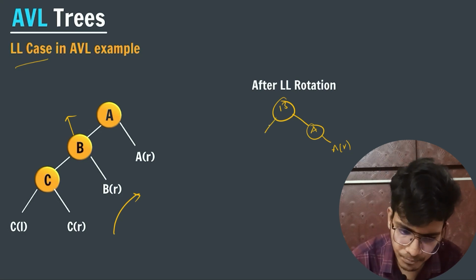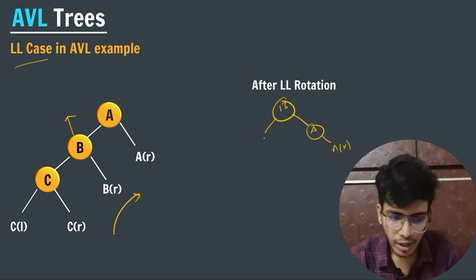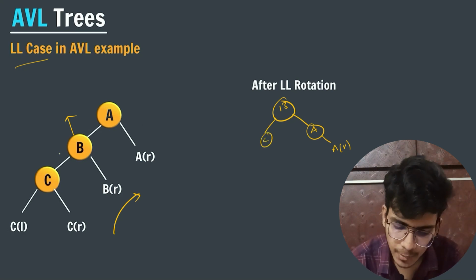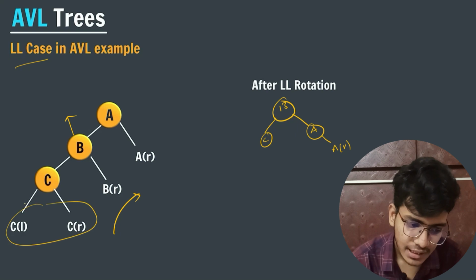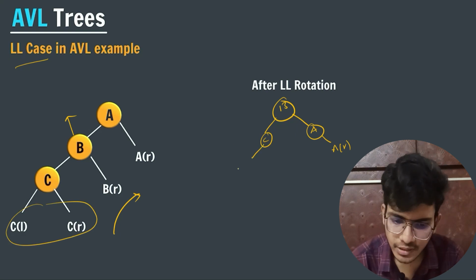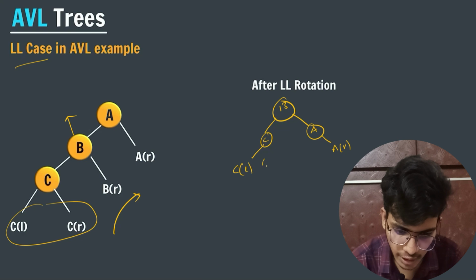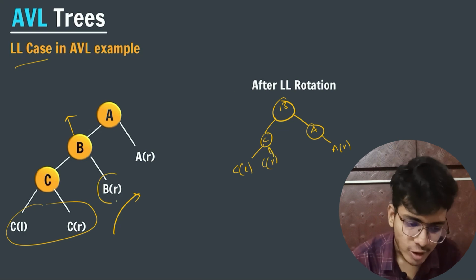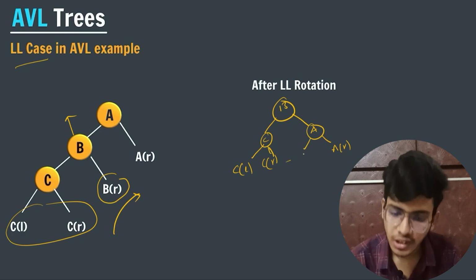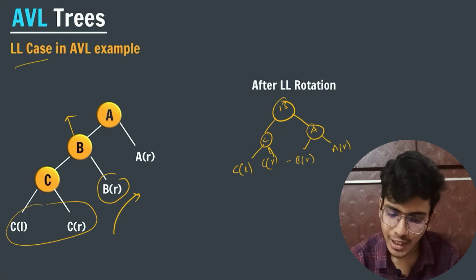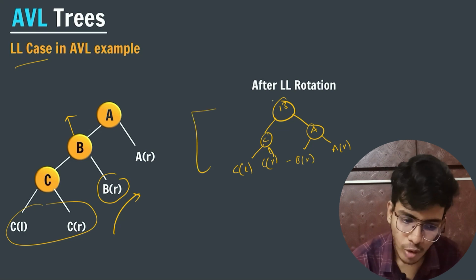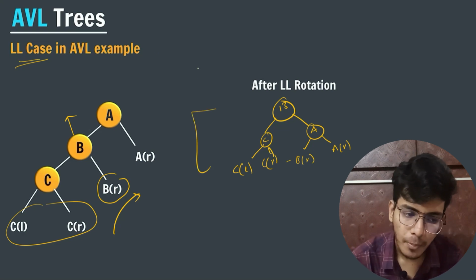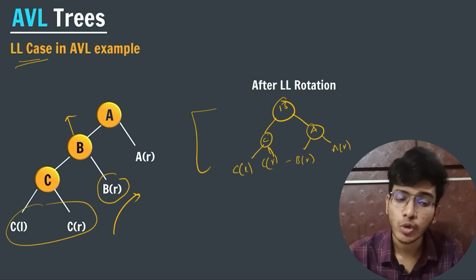After that, B's left child will be C, right? C will come on the left, and whatever children C has will not get disturbed. So C's left will remain the same, and C's right will also remain the same. But B's right will come on A's left side. So this is what will happen when we perform the LL case on a huge tree.